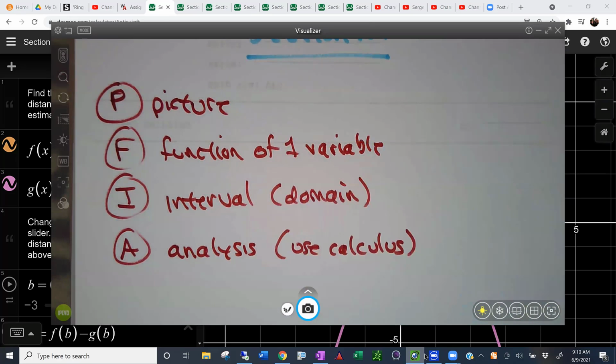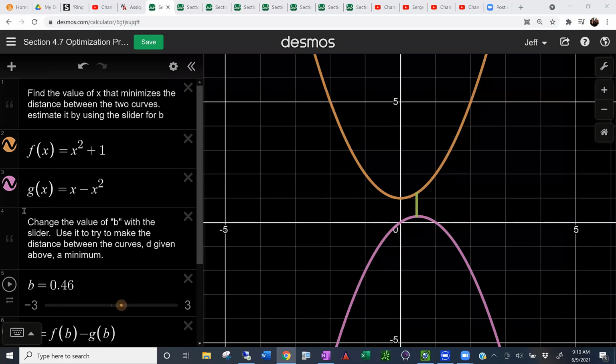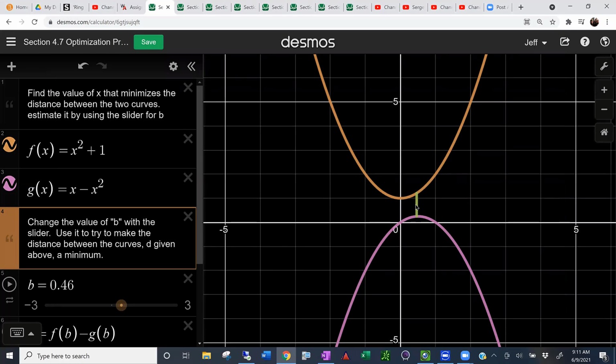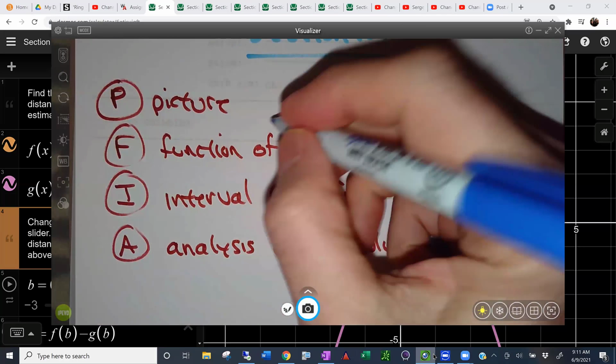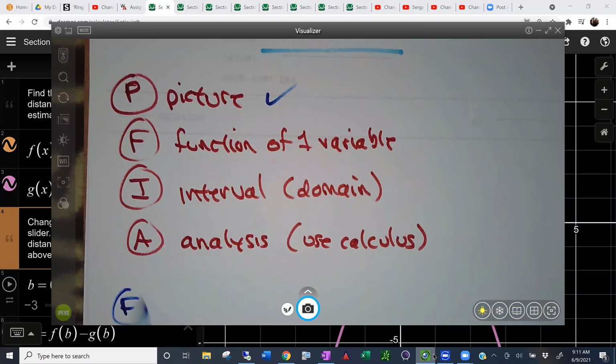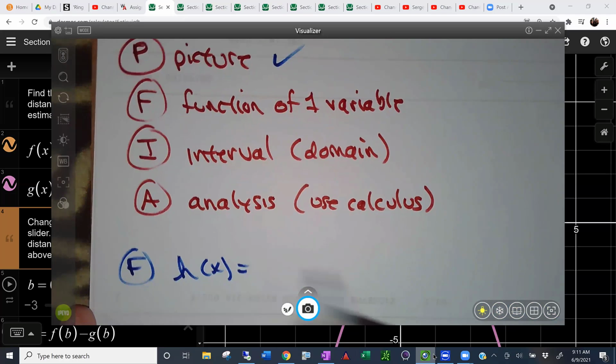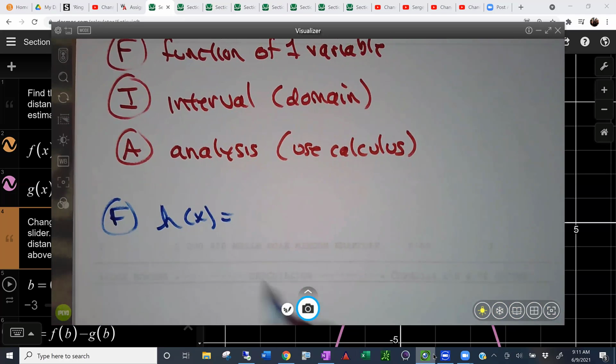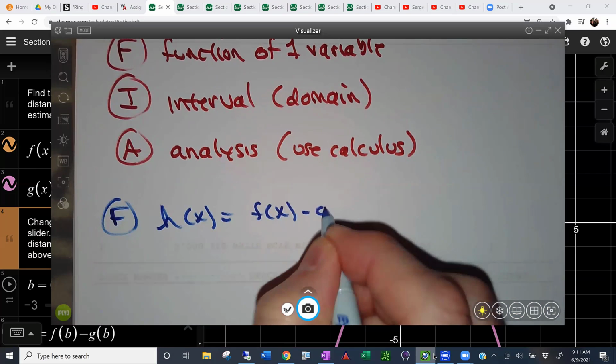So we got a nice picture from this. Next thing to do is to create a function of one variable. So let's see if we can't do that. Now that function is going to be the vertical distance between these two curves. So I'll call it h of x. So we've got our picture, put a little check mark there. For the function, we'll create h of x as the difference between those two functions. It's going to be f of x minus g of x.